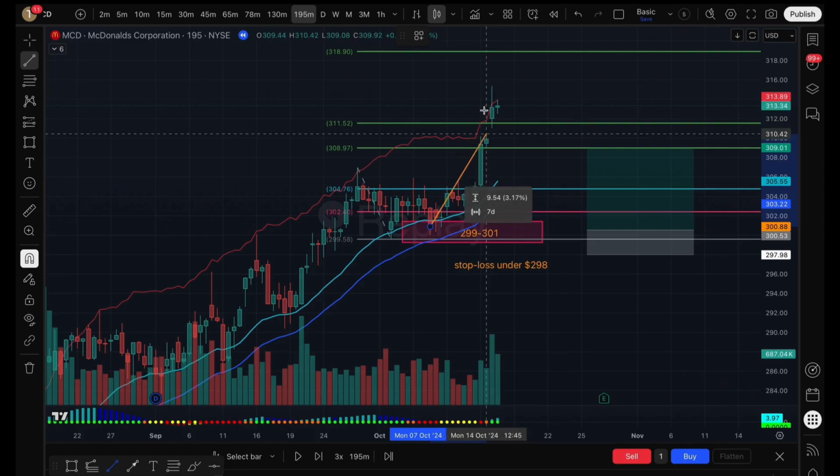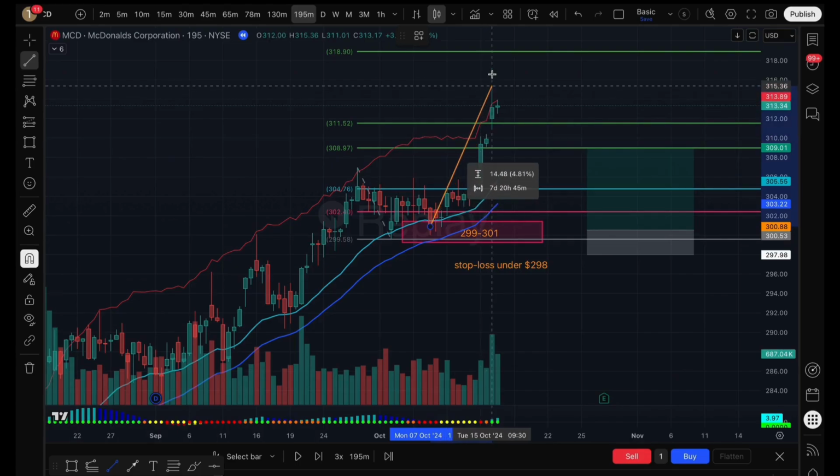And again, you know, the stock doesn't move very much, right? $9 move in the stock is 3%. $14 move is almost 5% move in the stock. But if you trade options like I do, that was an 100% winner. Okay.